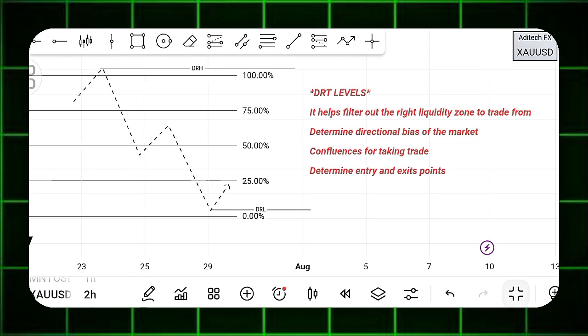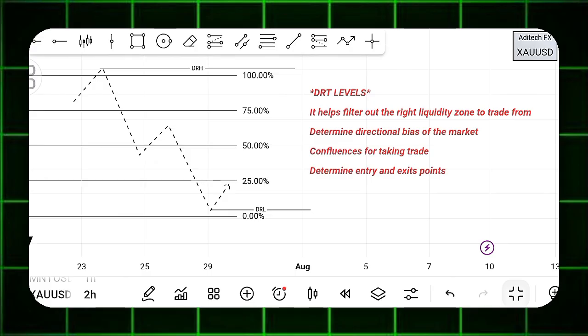So what is the usefulness of this DRT level? One, it helps you to filter out the right liquidity zone to trade from. That's number one. I'm still going to show you how you can use it. Then it will also be able to determine the directional bias of the market, because anytime price is making a swing, anytime price is trending, it usually reacts from the 75 DRT level, then to the 50 DRT level, then finally to the 25 DRT level. And if price wants to reverse, then it's going to react from the 25 DRT level to the 50 DRT level to the 75 DRT level. So that's basically how you can understand the directional bias of the market using this DRT level.